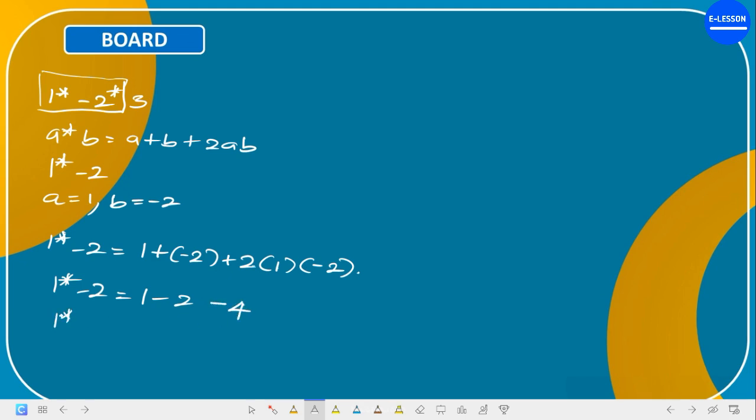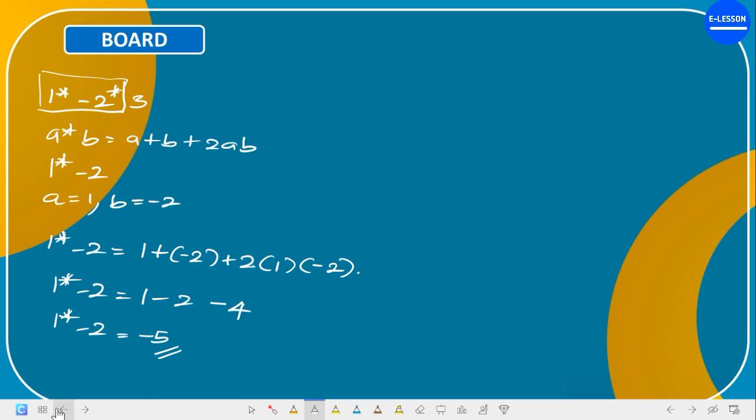And this gives us 1 asterisk minus 2 is equal to 1 minus 2, which is minus 1. Minus 1 minus 4 is minus 5. So everything here gave us minus 5. Let's check to see if there was any error. A asterisk b is a plus b plus 2ab. Is that not so?